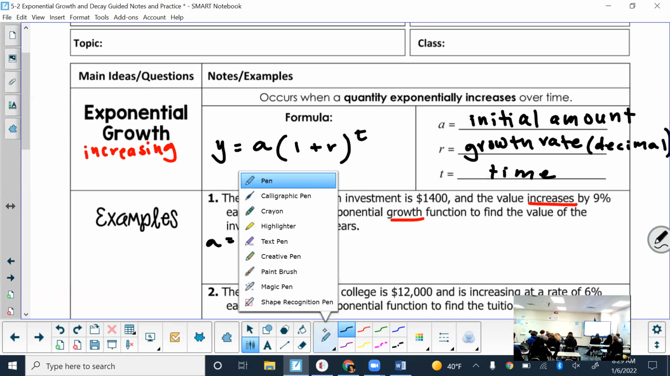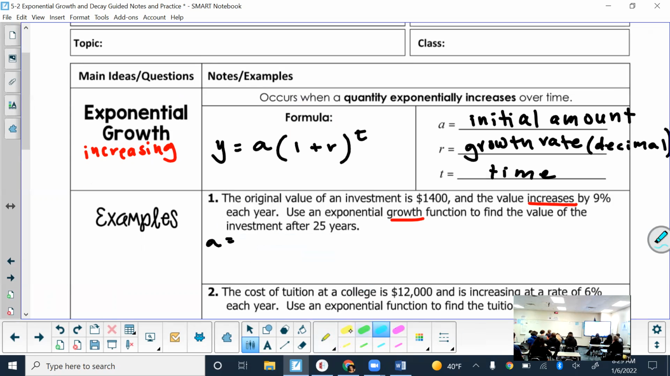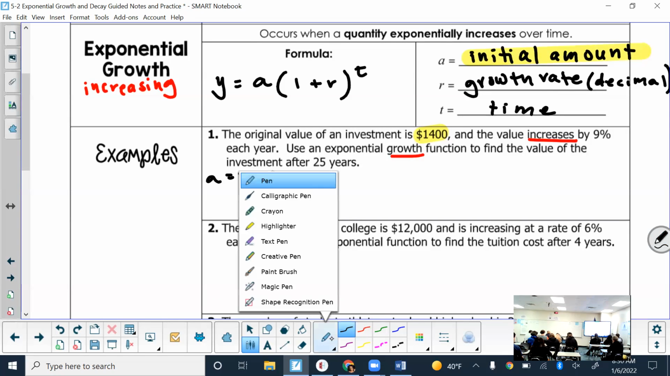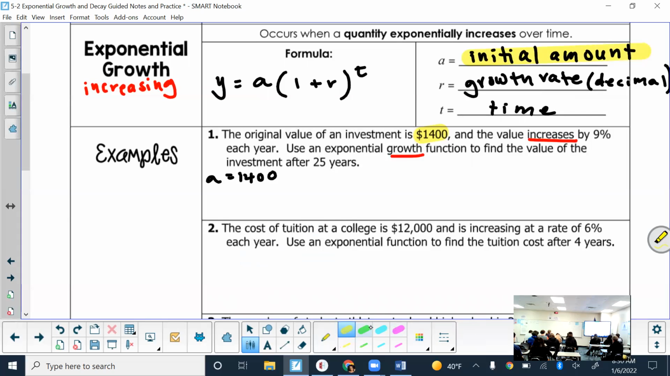What is my initial amount in this problem? 1,400. So your initial amount is the amount that you start with. So in this one, it is $1,400. What is the growth rate? The growth rate is what it increases by, so 9%.